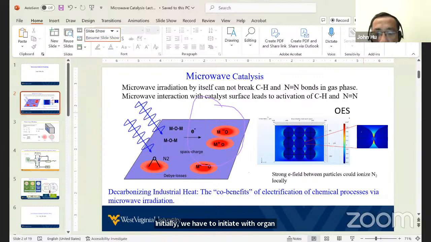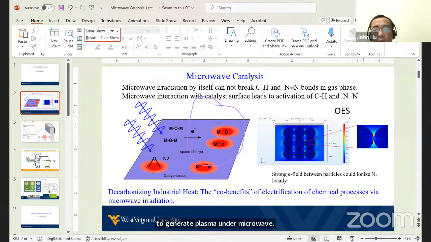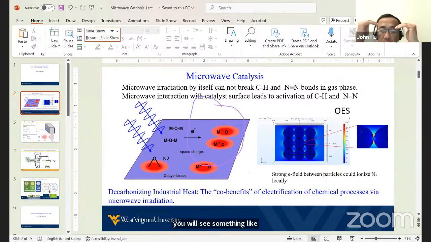Yeah, you need to initiate with argon first. Once the argon plasma has started, because argon is very easy to generate plasma under microwave, then you flow nitrogen into it. That's the way you generate plasma. Another scenario shown here is if you have a so-called microwave absorber or catalyst, you will see something like this. It's called the localized plasma, or the so-called microplasma.